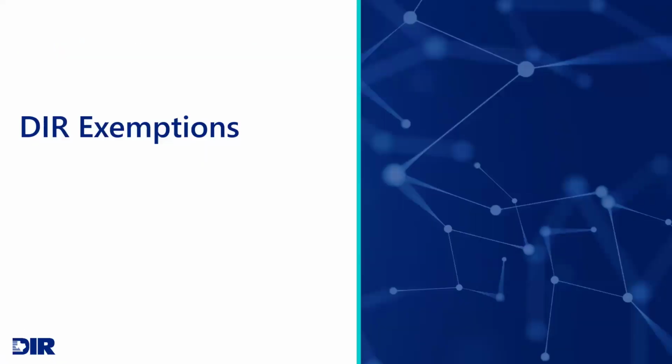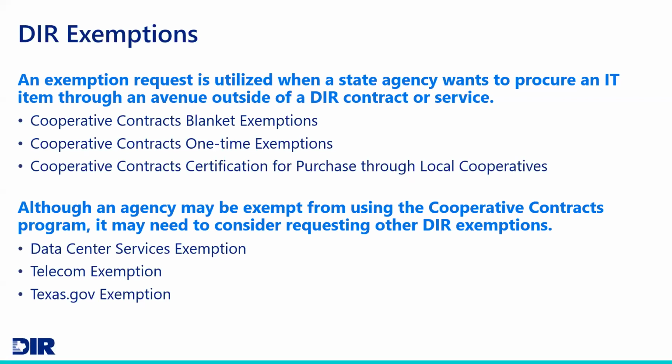So for you state agencies, the next section I'm going to cover only applies to state agencies. This does not apply to our higher ed, local government, or school district customers. Remember that state agencies are required to use DIR's cooperative contracts, but on occasion, you'll find that we might not have that product or service available. So state agencies are going to need to file an exemption request with DIR when your agency wants to procure an IT item through an avenue outside of a DIR contract or service.